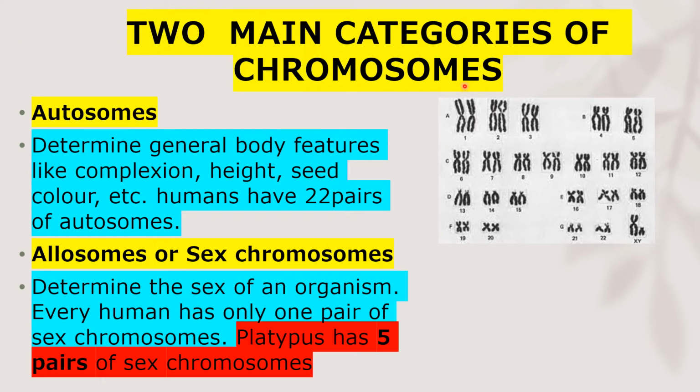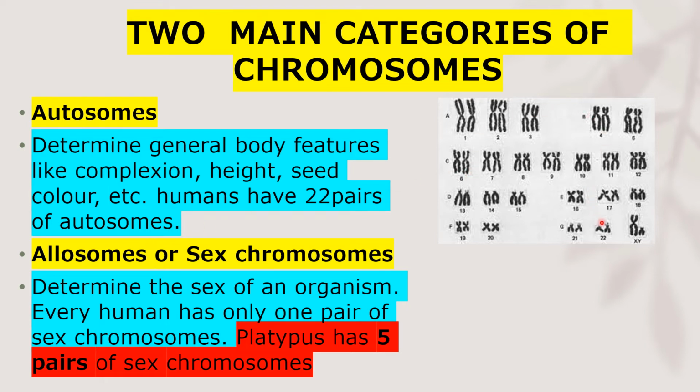Two main categories of chromosomes we can see in all organisms. They are autosomes and allosomes. Allosomes are also known as sex chromosomes. Autosomes determine general body features like complexion, height, seed color, etc. In all organisms, autosomes determine general body features. In humans, there are 22 pairs of autosomes.